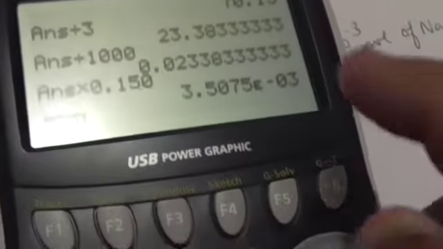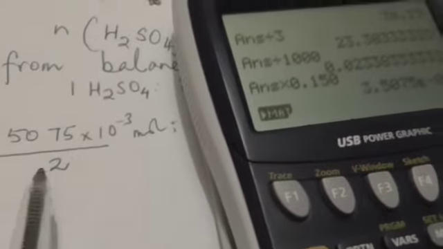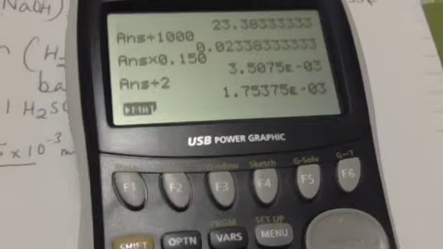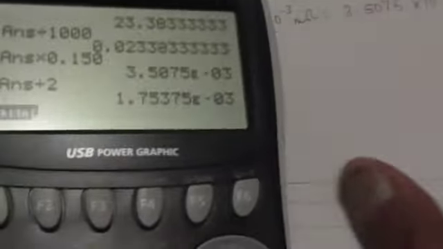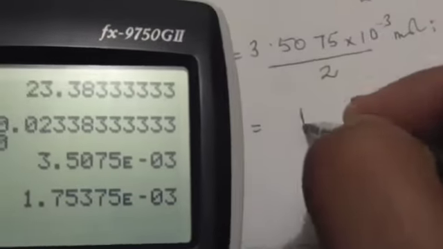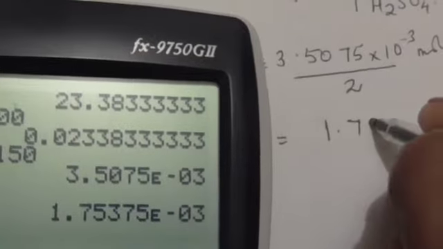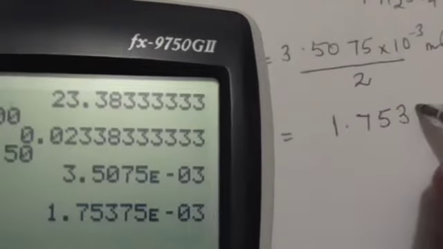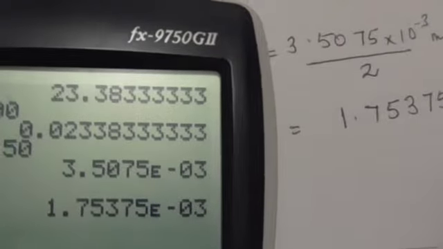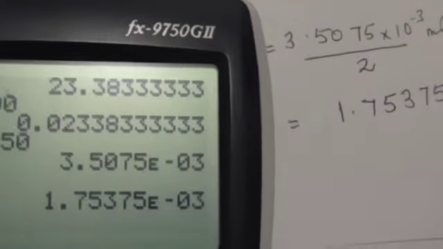So I look at the number on my calculator. That's exactly the numerator there, 3.5075 into 10 raised to the power of negative 3. All I need to do now is divide it by 2, and I copy this number down. This gives me the number of moles of sulfuric acid, which is 1.75375 into 10 raised to the power of negative 3, and the unit is mole.